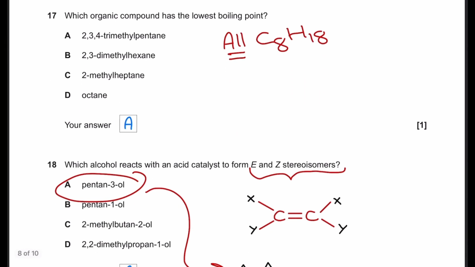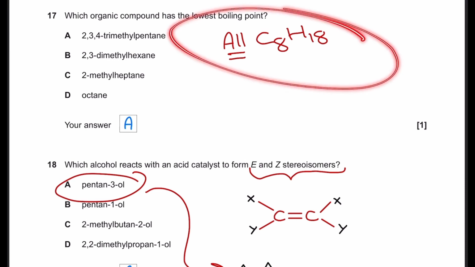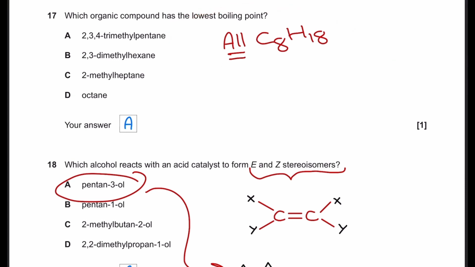Question 17, which organic compound has the lowest boiling point? Now, a quick bit of deduction would say that all of these structures are C8H18. And so that means all I need to really consider when it comes to boiling point isn't really anything to do with the number of electrons. I am really concentrating on here, as I always should with any response regarding boiling points of organic compounds, my intermolecular forces and surface area contact points.